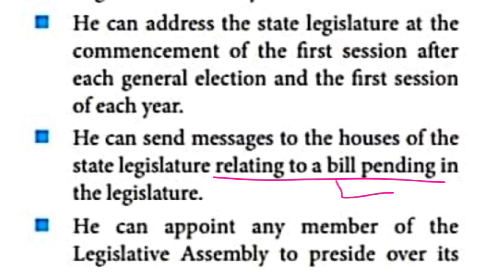Okay, children. Here, the governor has the power to send messages to the houses of the state legislature. How many houses are there? Two houses. What are the houses? Tell me, children. Legislative council and legislative assembly. I told this in the early part of the lesson. So he can send messages to both houses regarding the bill pending in the legislature. The next one, he can appoint any member.